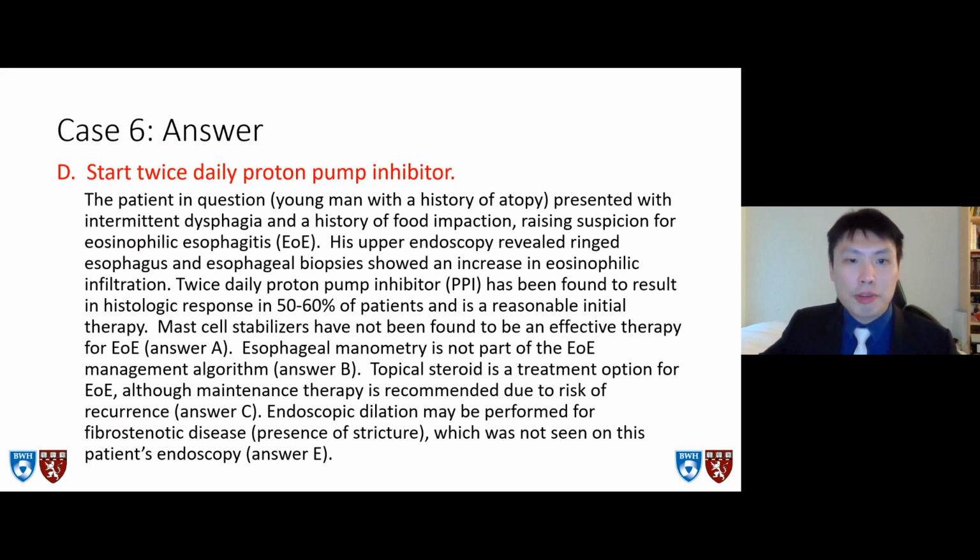Mast cell stabilizer, which is answer A, has not been found to be effective yet and is still experimental. Esophageal manometry is really not part of the management algorithm for EOE. Topical steroid is a treatment option for EOE, although maintenance therapy is recommended due to the risk of recurrence, so not just an 8-week therapy. Endoscopic dilation may be performed for the presence of strictures, which were not seen in this patient's endoscopy.